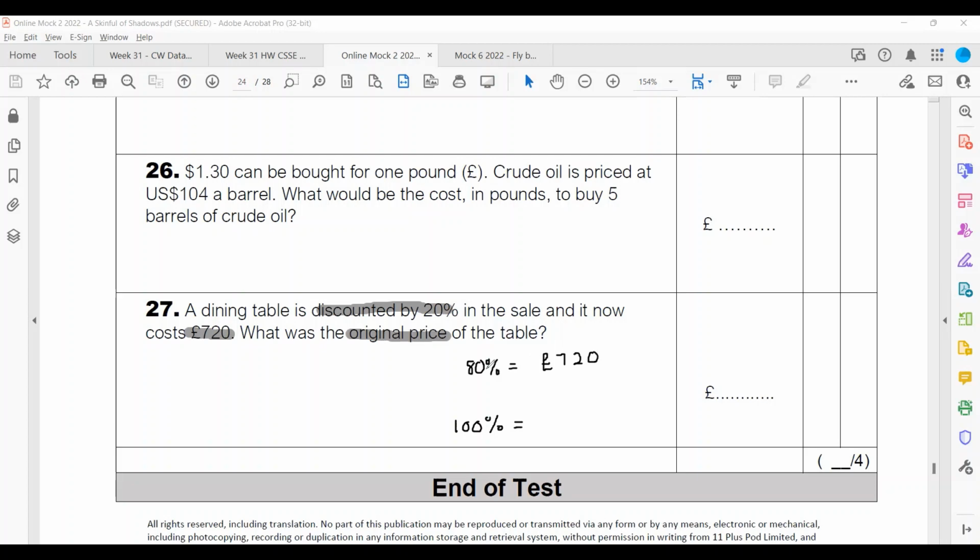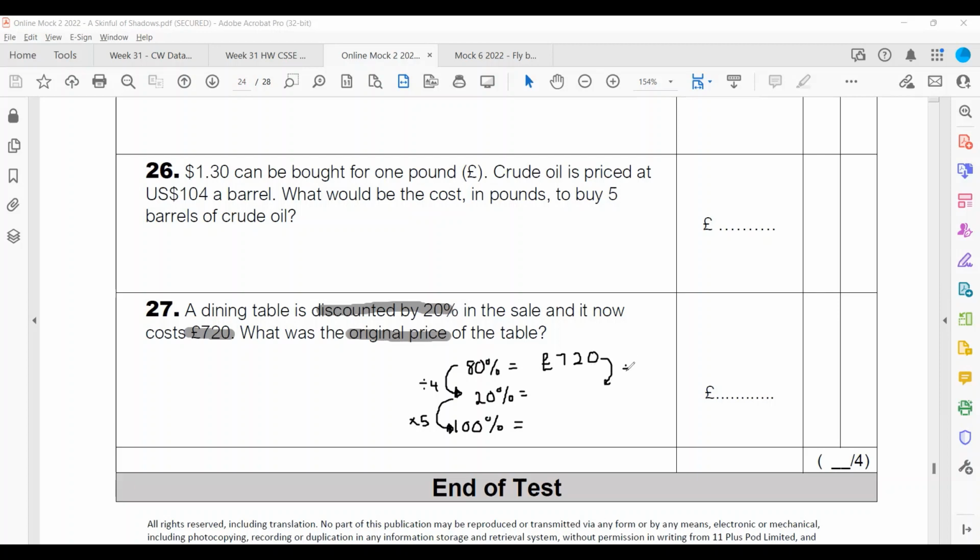So we're trying to get from 80% back up to 100%, but that obviously doesn't go in. So if we look at the highest number that will go into both, the highest common factor of both 80 and 100 would be 20%. So we put that there. And on this side, to go from 80% to 20%, we have divided by 4. And to go from 20% to 100%, we have times by 5. So we're going to do the same on this side.